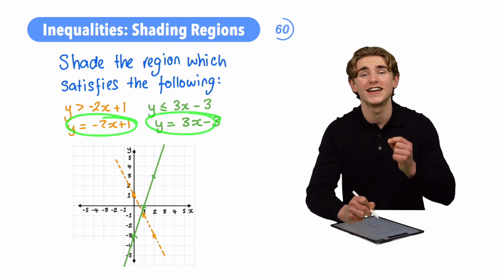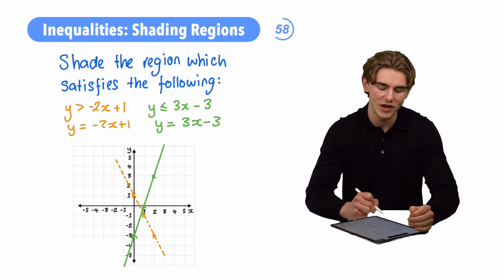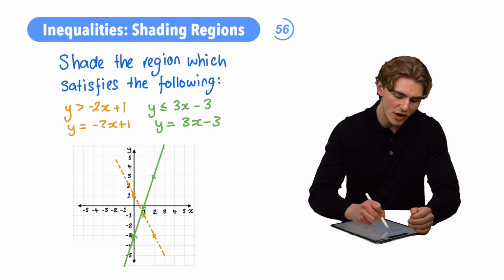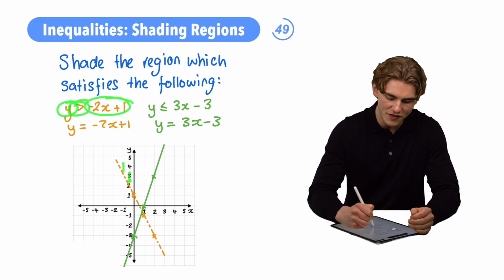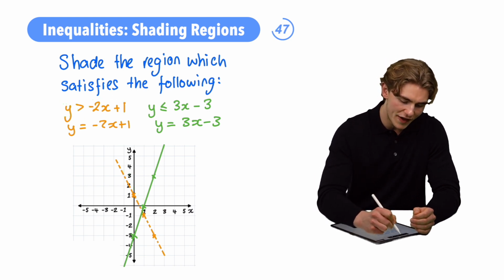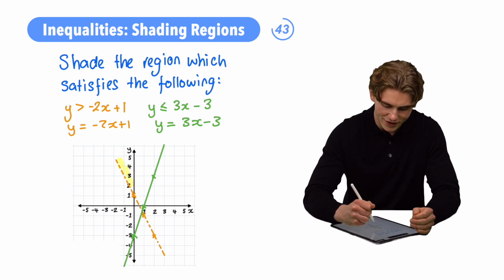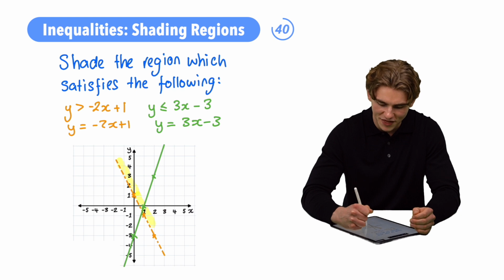What can we do? We can identify which side of the lines we want. For the orange one, what are we going to have? Well, we want the area of the graph where y is greater than minus 2x plus 1. So it's going to be above that line that we want to shade. I'm going to mark that just with a nice little shading. Let's use a small size there. So it's going to be the side which is above that orange line.